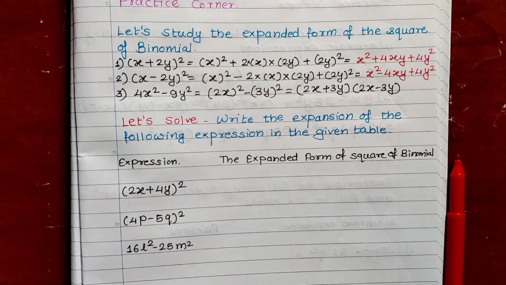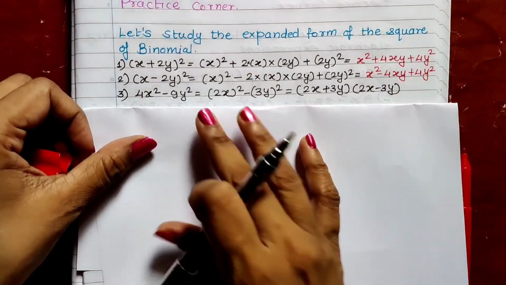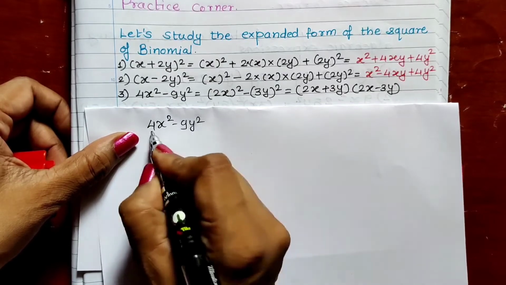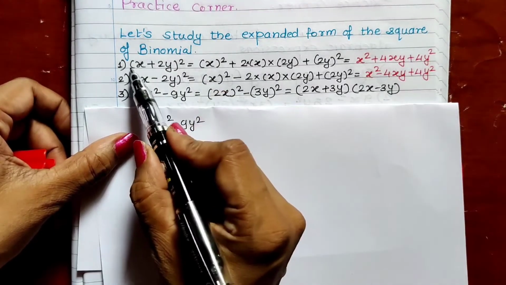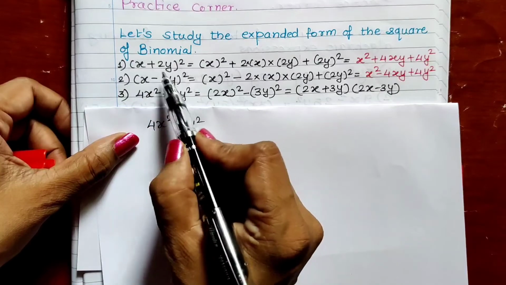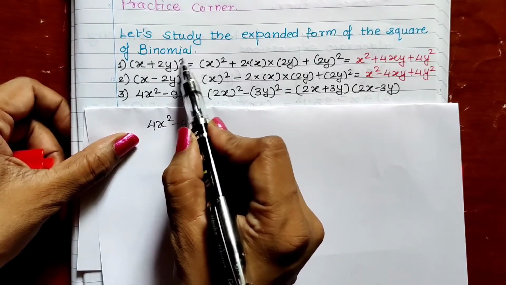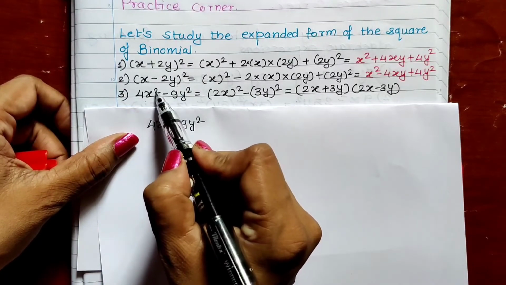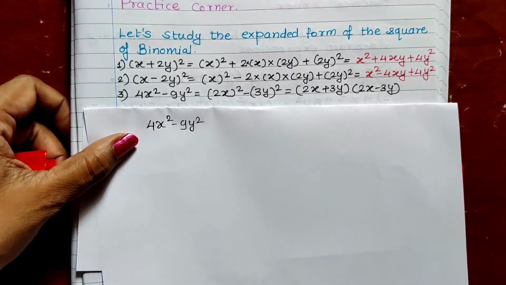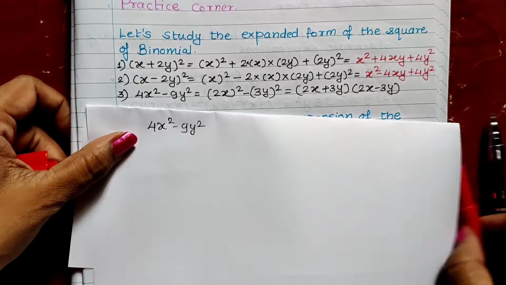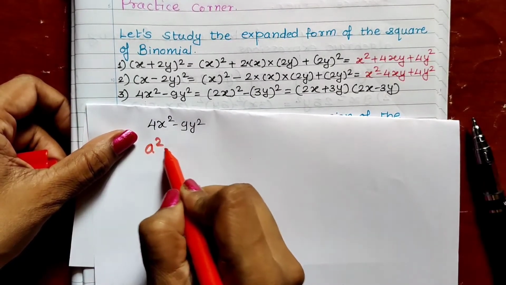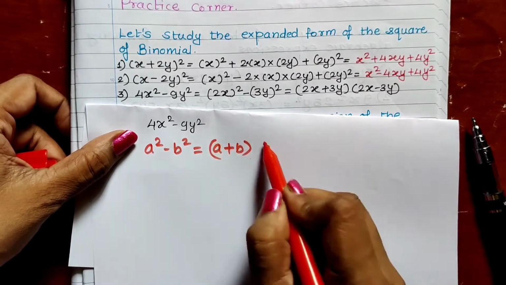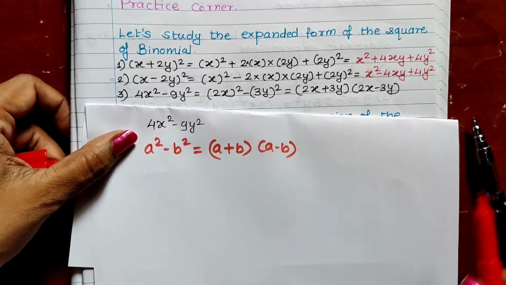In the third sum, what is there? 4x square minus 9y square. Both the terms are having square separately. In the previous two sums, we are having the square of binomial together, bracket square was there. Here bracket square is not there. First term is having square separately, second term is having square separately. So we can apply the formula of a square minus b square, which is equal to a plus b in first bracket and a minus b in the second bracket.